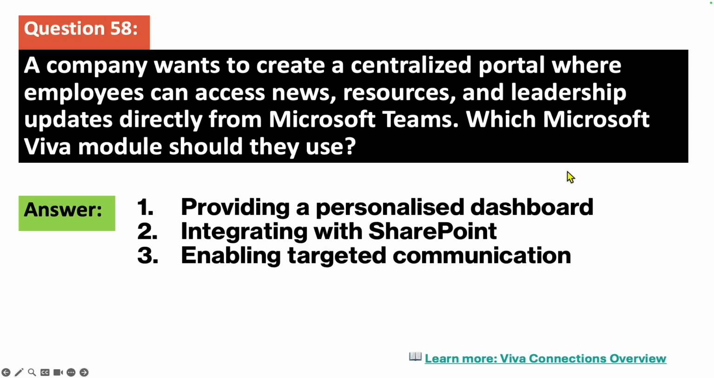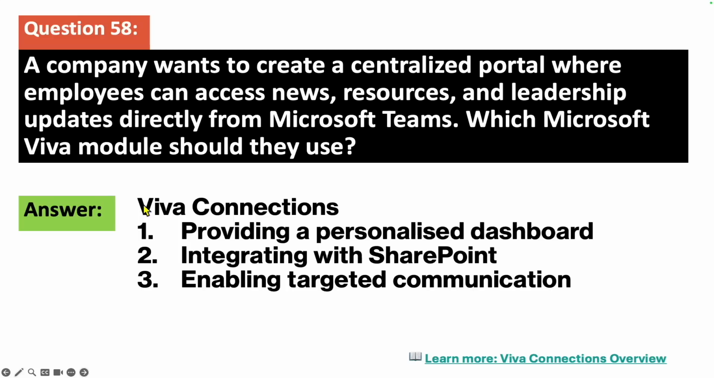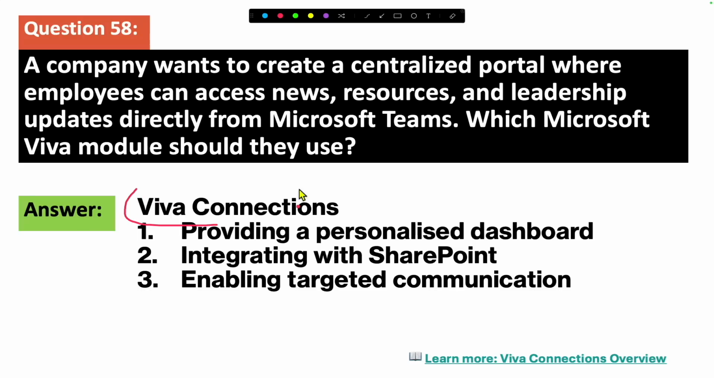All right, so that's how you answer that question. The correct answer for this question is Viva Connections. So let me add that. I have updated the correct answer with the real answer to the question, which is Viva Connections. But rather than limiting yourself to just saying Viva Connections, you can tell that, hey, Viva Connections offers these key features. So that's how you can get brownie points.